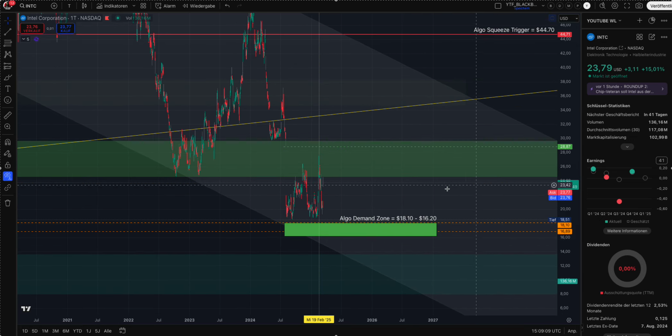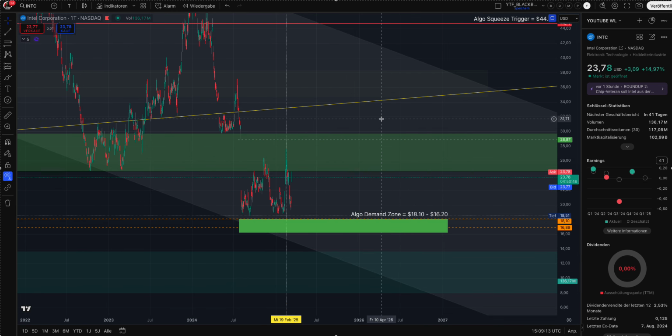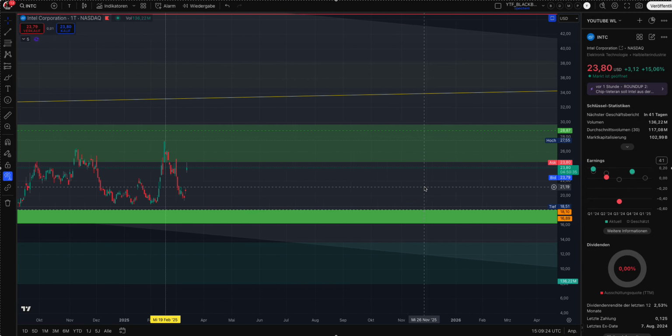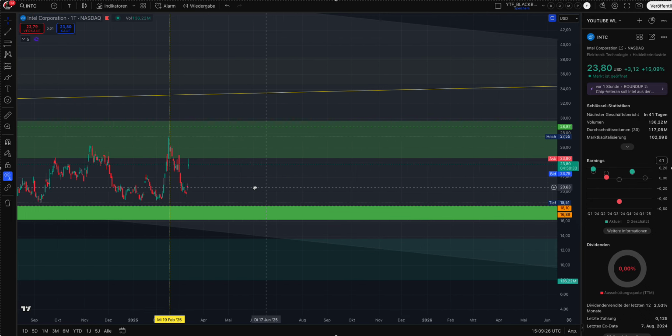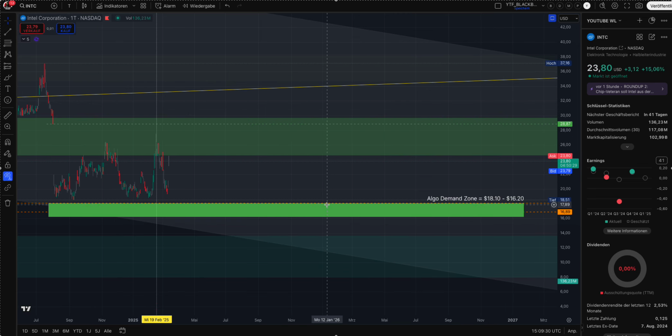Guys, so what I want to see for Intel, I can tell you my personal trading strategy. First of all, I am very, very bullish on Intel. I will buy a lot of Intel shares, and this is my personal decision, but I want to see a little bit more of a dip. Even if it looks like a breakout here, as I said, I made already a couple of videos, and my personal main algo demand zone is waiting here between $18.10 and $16.20.